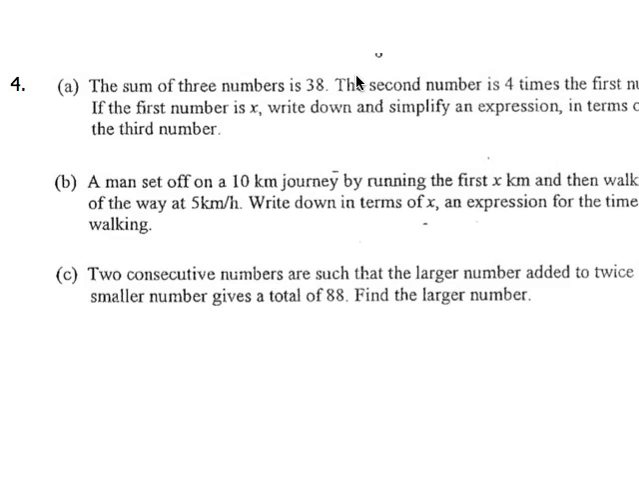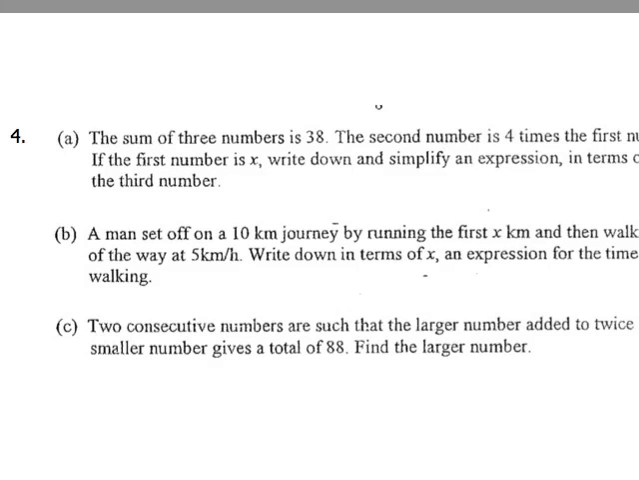So for this question, it says the sum of three numbers is 38. So let's put in our head, maybe x plus y plus z is going to give you 38. Now the second number is 4 times the first number. So y is actually 4 times x. Next part, if the first number is x, you know the second number is 4x. So write down and simplify an expression in terms of x for the third number. Superbly simple. I'm going to write this down for you.